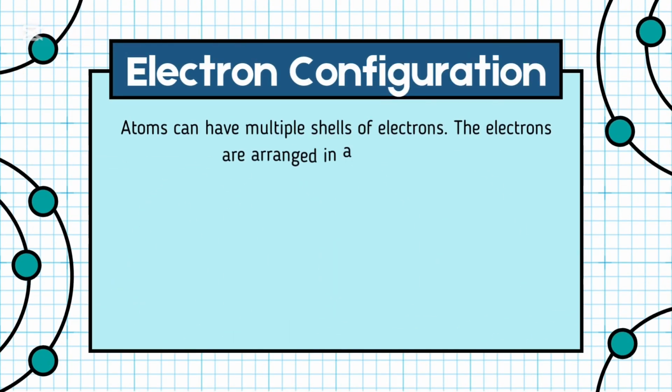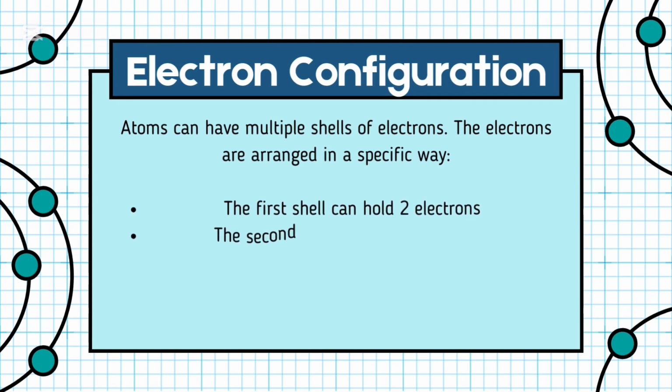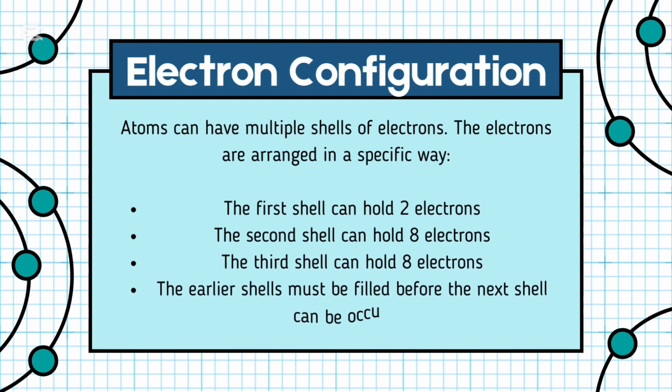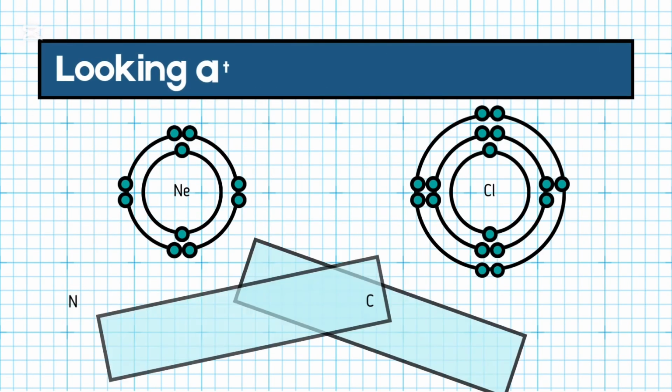Electron configuration. Atoms can have multiple shells of electrons. The electrons are arranged in a specific way. The first shell can hold 2 electrons. The second shell can hold 8 electrons. The third shell can hold 8 electrons. The first shell must be filled before the next shell can be.